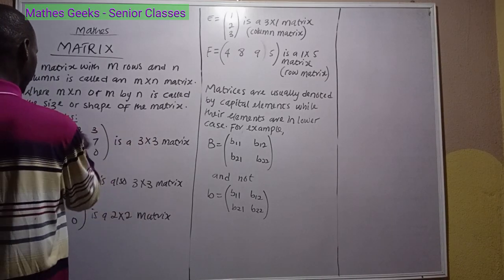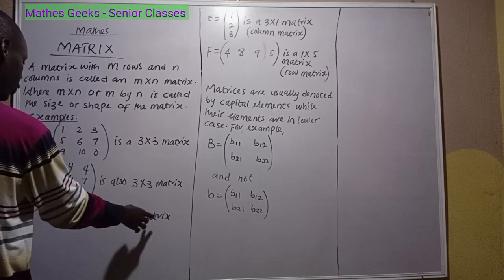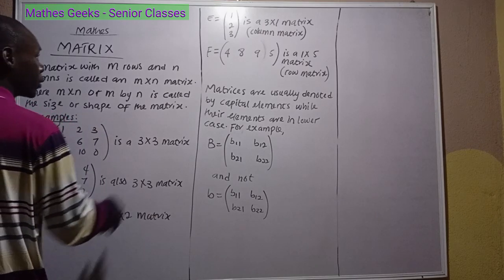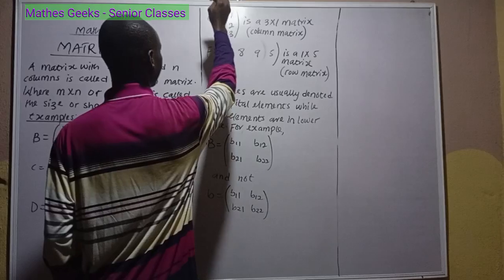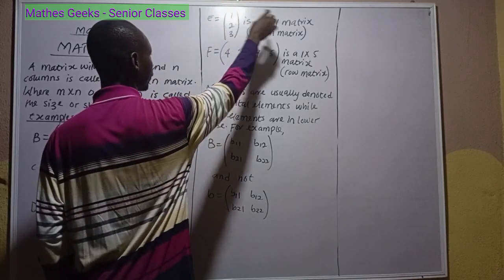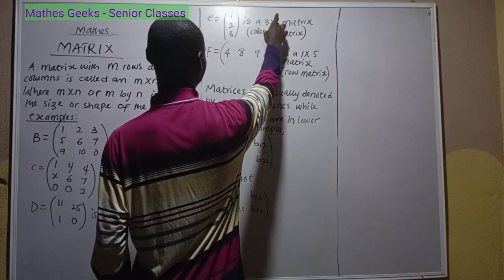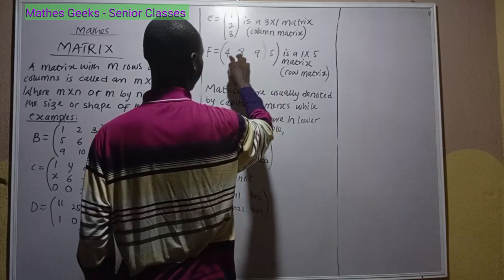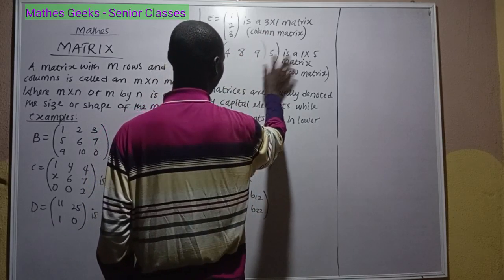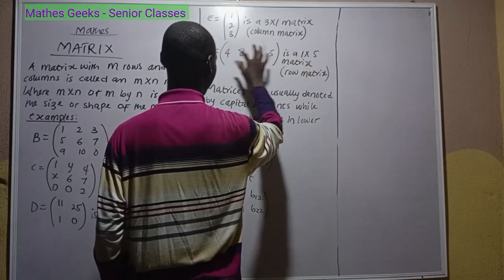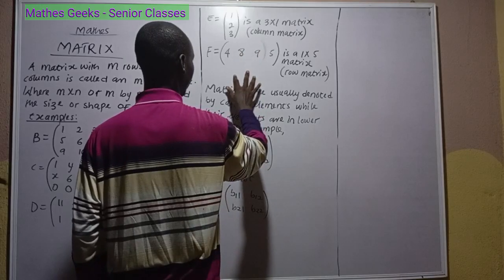A 3 by 3 matrix has 3 rows and 3 columns. A 2 by 2 matrix has 2 rows and 2 columns. A column matrix of 3 rows is why you have 3 by 1. With one row, this is the row matrix, 1 row and 5 columns.